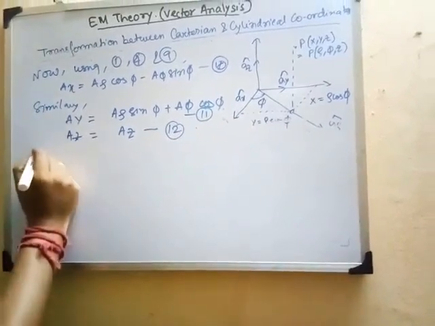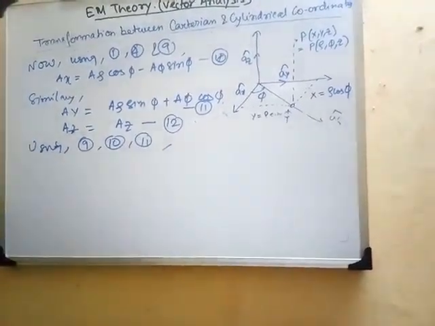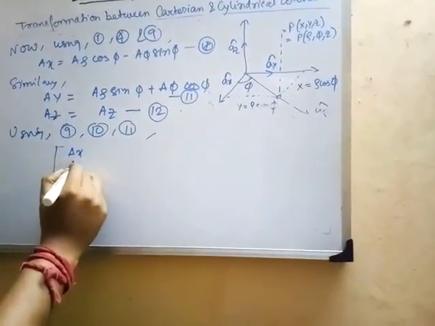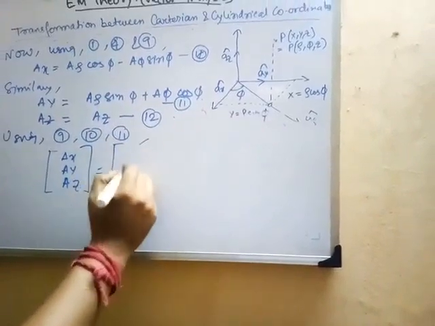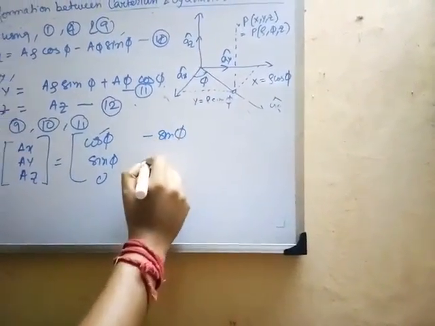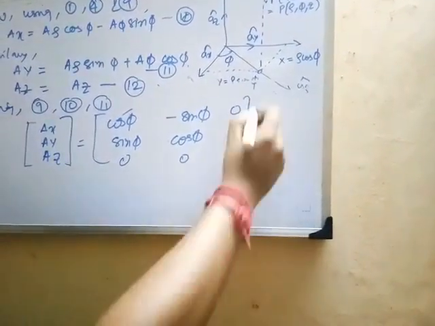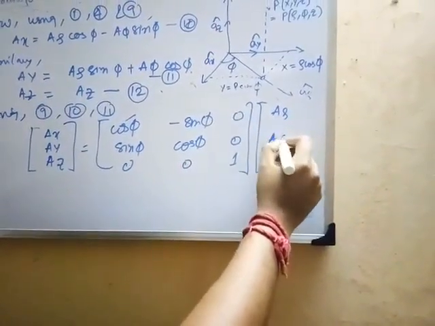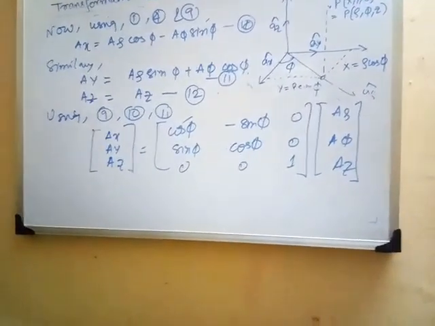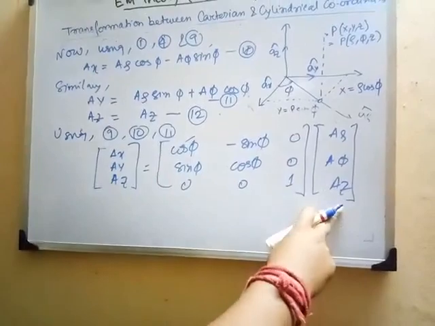Okay, so now we will use these three equations, 10, 11 and 12, so that by using these three relations, the transformation of vector A can be represented in matrix form. Ax, Ay and Az equals the matrix cos phi, minus sin phi, 0; sin phi, cos phi, 0; and 0, 0, 1, multiplied by A rho, A phi and Az. Okay, so this is your matrix form. This is actually the transformation from the cylindrical coordinate system to the Cartesian coordinate system.